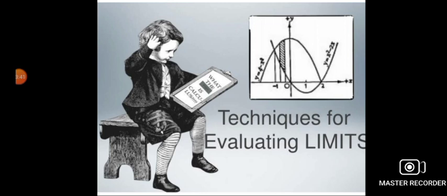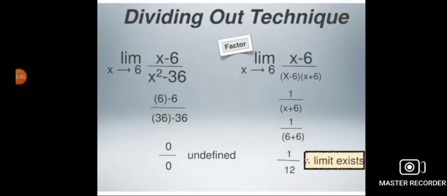Techniques for evaluating limits. Dividing out technique. The limit of the function x minus 6 over x raised to 2 minus 36 as x approaches 6. 6 times 6 is 36, minus 36 is equal to 0 over 0, so we divide.